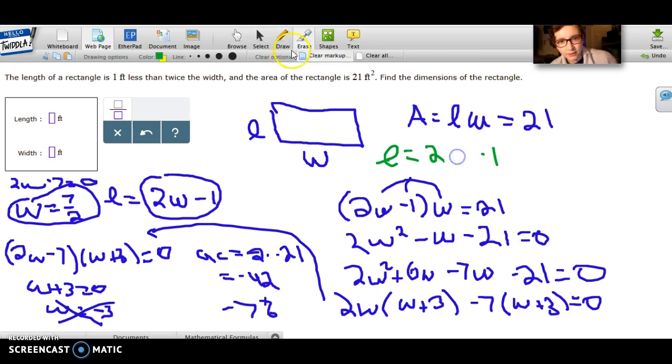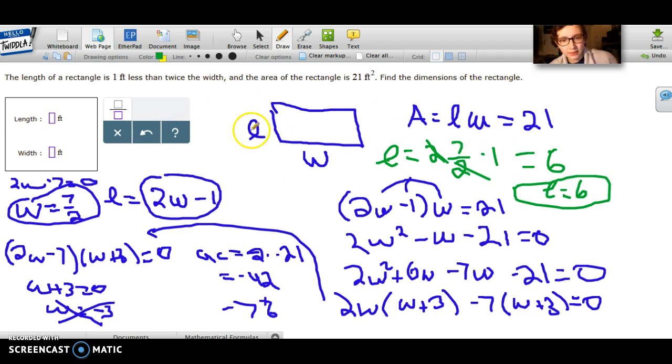So we replace W with 7/2, which we found to be our width. And 2 times 7/2, these two cancel, and it's 7 minus 1, which is 6. So our length would be 6. And so we can interpret this now back in terms of the problem. So our length of this rectangle is 6 feet, and the width of this rectangle is 7/2 feet, or that's 3.5 feet.